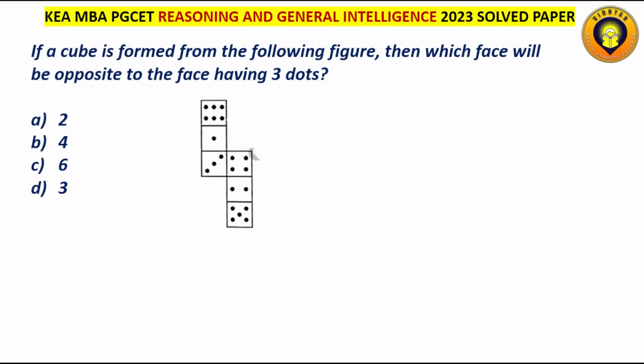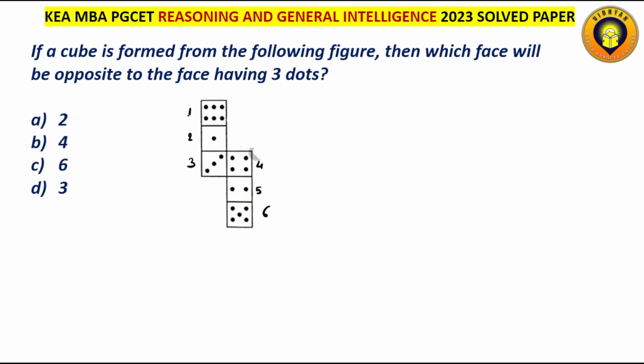If a cube is formed from the following figure, then which face will be opposite to the face having 3 dots? So in this case, this is an open dice. So in case of an open dice, how to find the opposite faces? This is very simple. What you have to do here is see the alternate boxes. Always the alternate boxes will be the opposite faces. That means, see, I will number these boxes. This is 1, 2, 3, 4, 5, 6.